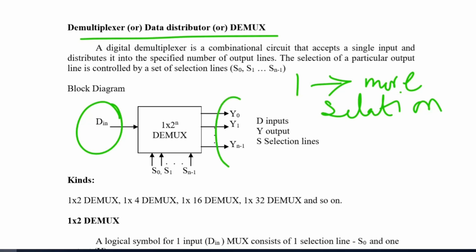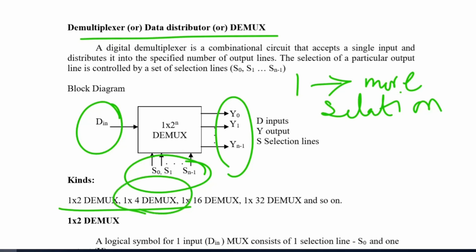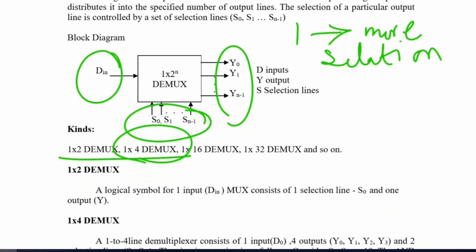We have a number of outputs starting from Y0 to Yn minus 1. Then the selection lines S0 to Sn minus 1. In the same way as with mux, I will explain 1x2 demux and 1x4 demux. For understanding, I will explain both. In the laboratory session, you have to do only 1x4 demux. That's enough.